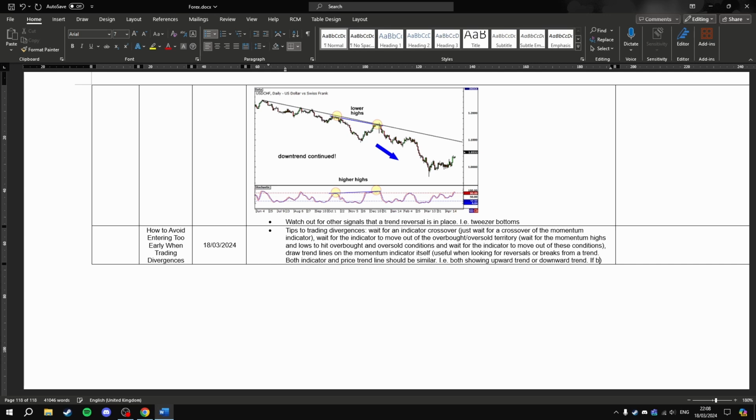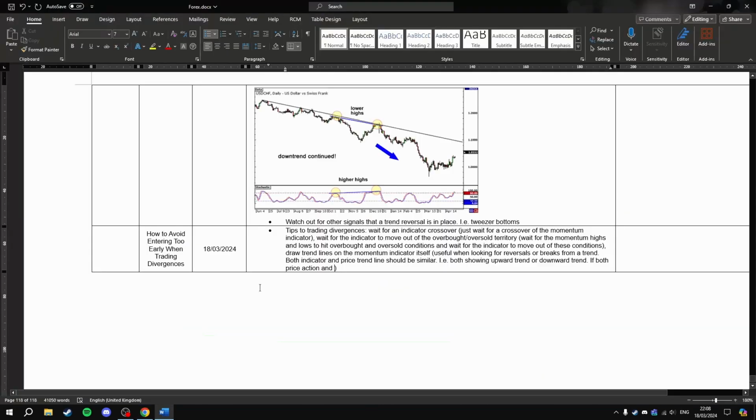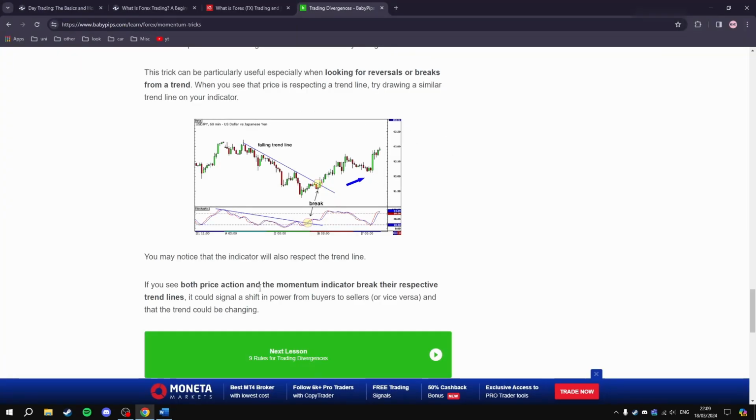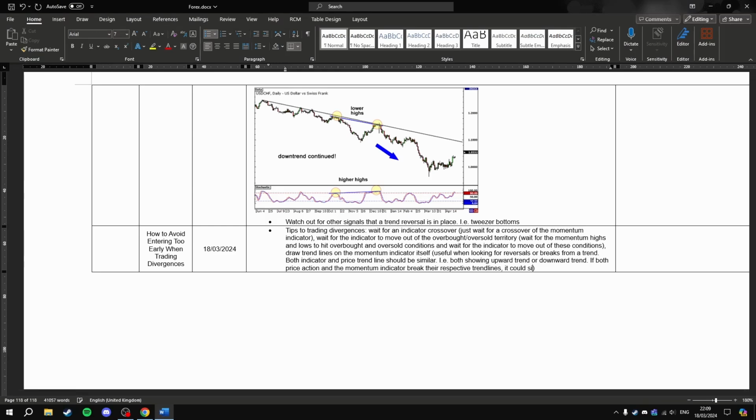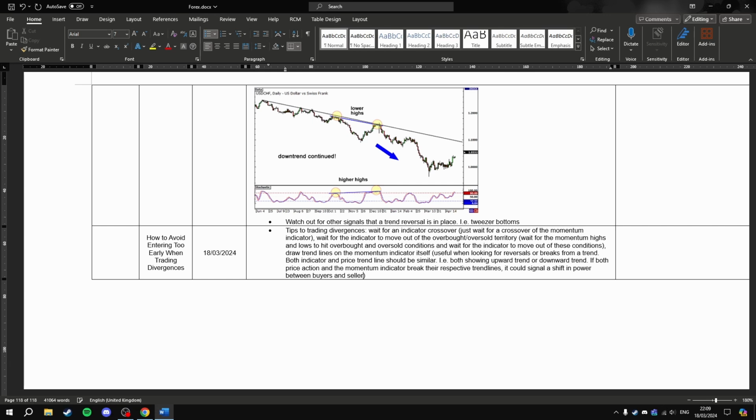If both price action and the momentum indicator break their respective trend lines, it could signal a shift in power between buyers and sellers, and that the trend could be changing.